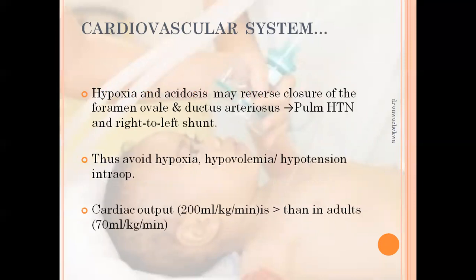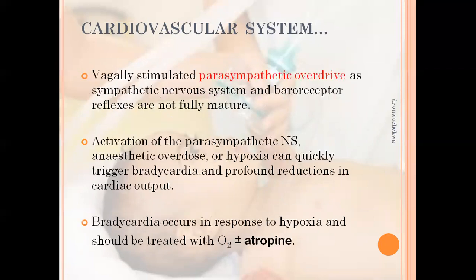Hypoxia and acidosis may reverse closure of the foramen ovale and ductus arteriosus, leading to pulmonary hypertension and right to left shunt. This should be avoided. Cardiac output in neonates is up to 200 mL per kg per minute as compared to adults, which is about 70 mL per kg per minute.